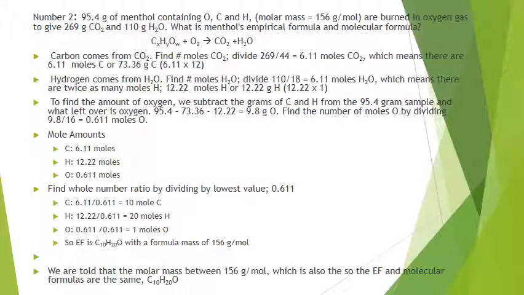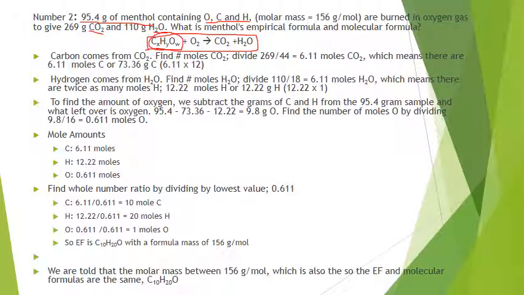Okay, next problem. You have 95.4 grams of menthol. Menthol has oxygen, carbon, hydrogen, and has a molar mass of 156 grams per mole. We combust it and it forms carbon dioxide and water. So here's the equation. Okay, and this is what we're looking for.